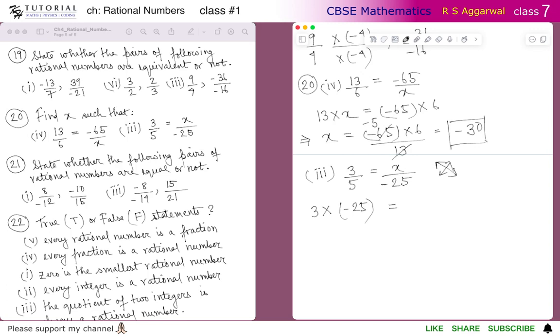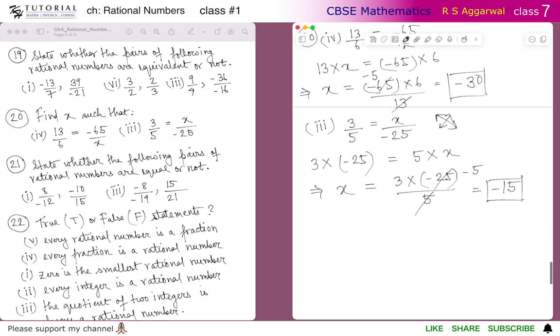So we must have 5 into x. The products must be the same. Now from here we can say that x is 3 multiplied by minus 25 by 5, and if we cancel minus 25 and 5 we have minus 5. So this is minus 15. So x is minus 15.